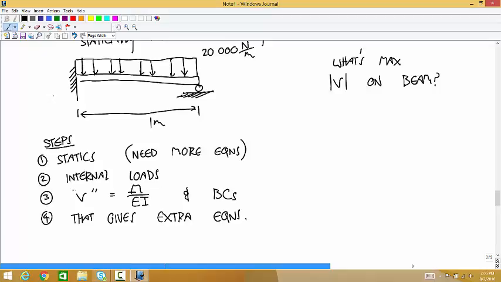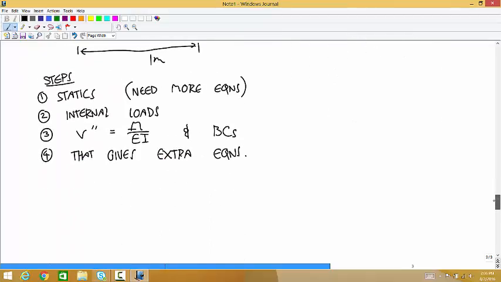So once we have a function for the deflection, we could just graph it, look at it, do it by inspection, or we could minimize the function, take the derivative with respect to x and set it equal to 0. Okay.